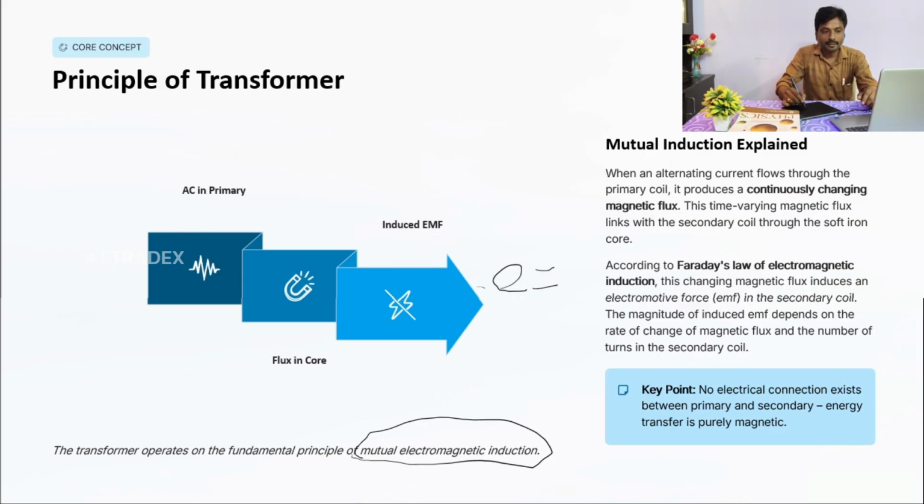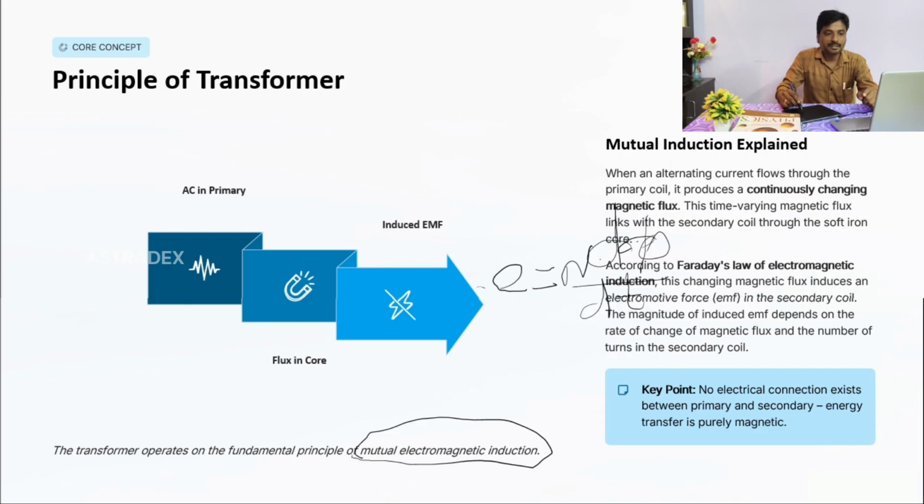E is equal to N into dφ by dt. So the magnitude of induced EMF depends on the number of turns and the rate of change of magnetic flux. Here, note the key points.